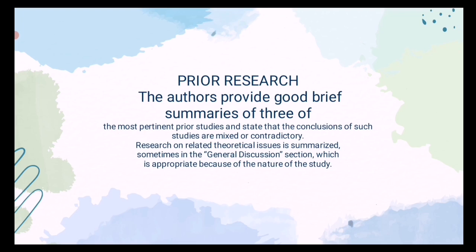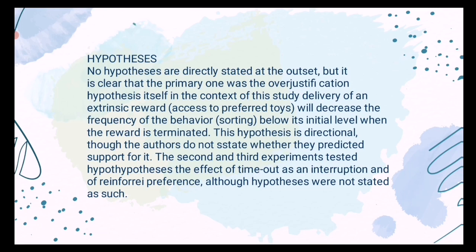Now, hypothesis. No hypotheses are directly stated at the outset, but it is clear that the primary one was the overjustification hypothesis itself: in the context of the study, delivery of an extrinsic reward will decrease the frequency of the behavior below its initial level when the reward is terminated. So this hypothesis is directional, but the authors don't state whether they predicted support for it.